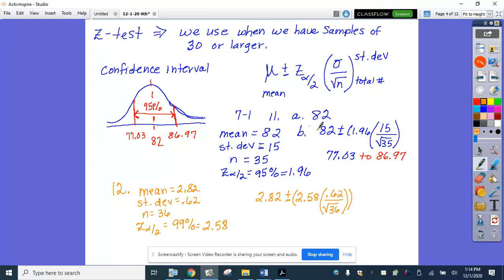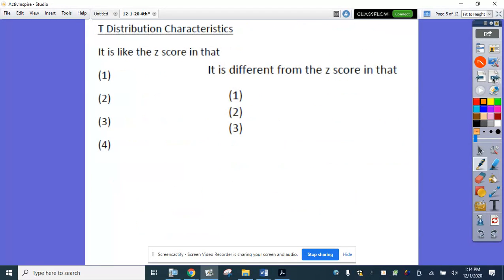The t-distribution that we're talking about today is related to and looks a lot like the z-test that we just talked about. So how is it like the z-test? The first way is that it is a bell-shaped curve.